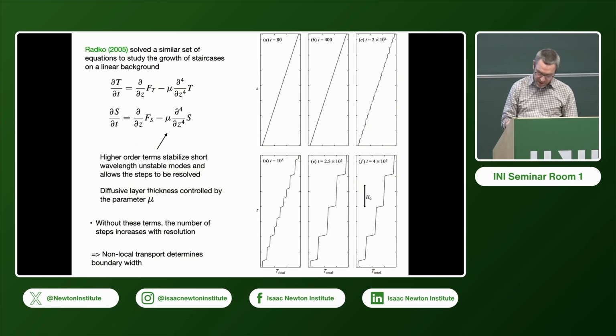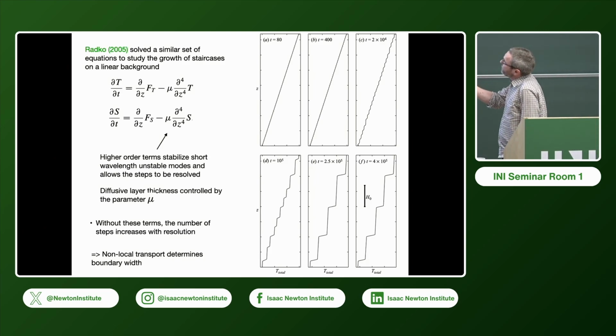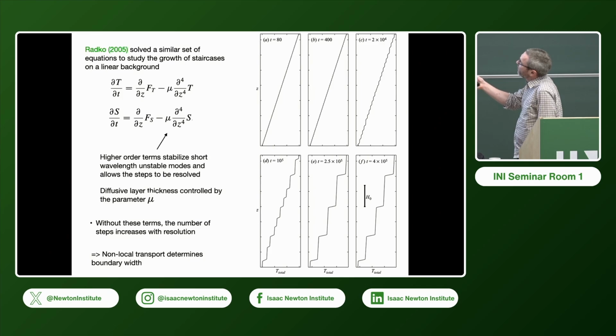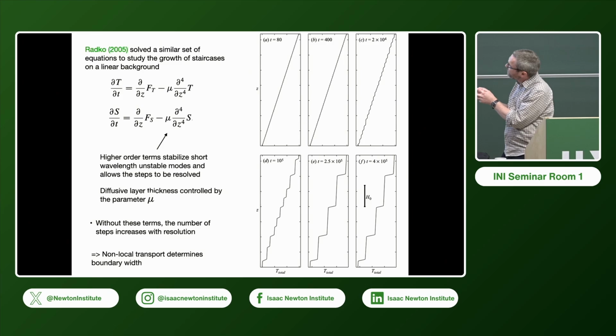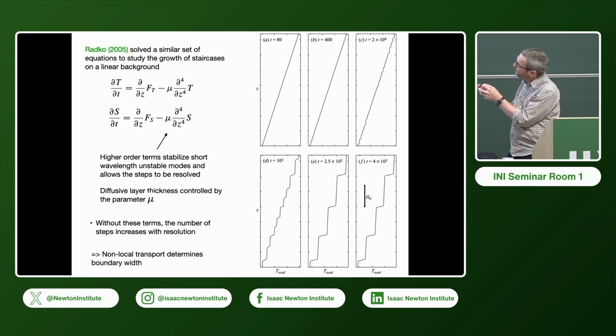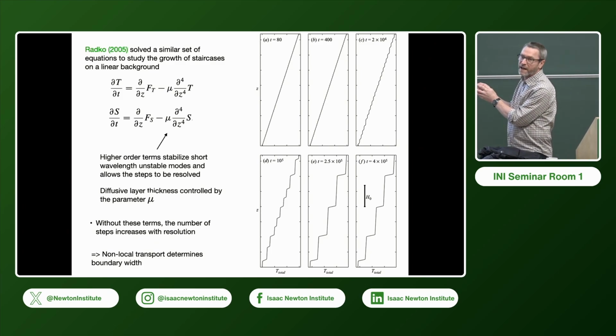So I just wanted to mention this idea here from Timon Radko. In this 2005 paper, Radko evolved just fixed gradients and formed a staircase with a 1D model like this, and noted that if you want to resolve these interfaces, you need to add some kind of higher order term into the equation. So it's what I would call a hyperdiffusivity, right? So you add a fourth order derivative. Adding a second order derivative does not do it. You need to add a fourth order derivative.